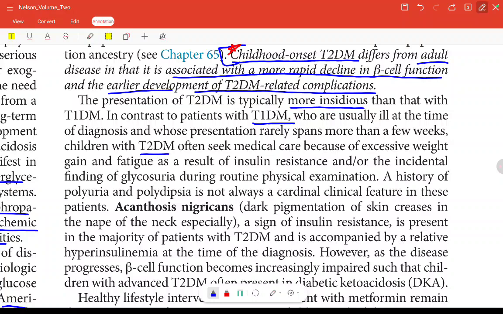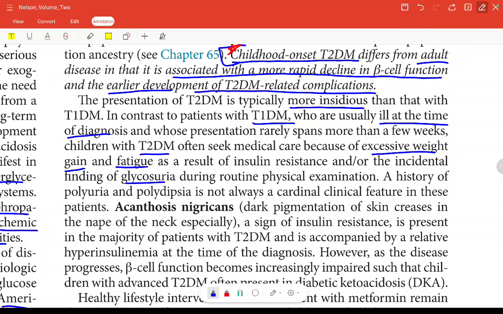Children with type 2 DM often seek medical care because of excessive weight gain and fatigue as a result of insulin resistance, or incidental finding of glycosuria during a routine physical examination. So what we read here is that type 1 DM patients will be ill at the time of diagnosis, and their presentation won't span more than a few weeks. But type 2 diabetes mellitus patients will present with excessive weight gain and fatigue as a result of insulin resistance or incidental finding of glycosuria.